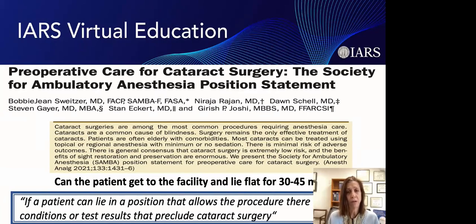If that's so, we believe the patient should be a candidate to undergo cataract surgery without interrupting any of their medications and just following the routine fasting guidelines. These patients do not need any preoperative testing. They do not need a preoperative H&P or to be seen by any physicians, not their PCPs, not consultants, ahead of undergoing cataract surgery, as long as they are, again, stable enough to get to the facility and lie flat for 30 to 45 minutes. I look forward to answering questions.